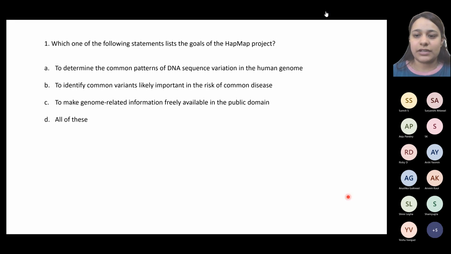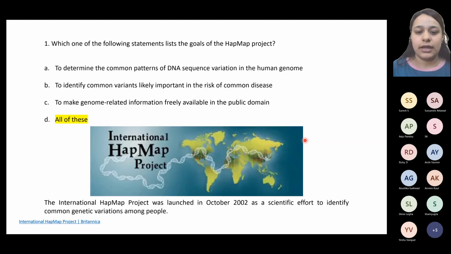Okay, so for the ones who have already read the question, I did not mean to give this much of a gap, but there were people joining. For the people who have just joined, maybe you can read the question once. I'll not go through the options, maybe you can read them. The question is, which one of the following statements lists the goal of the HapMap project? These are the options that are given. We have gone through them once, and now we want to see the solution, right? The solution for this particular question is all of these, right?